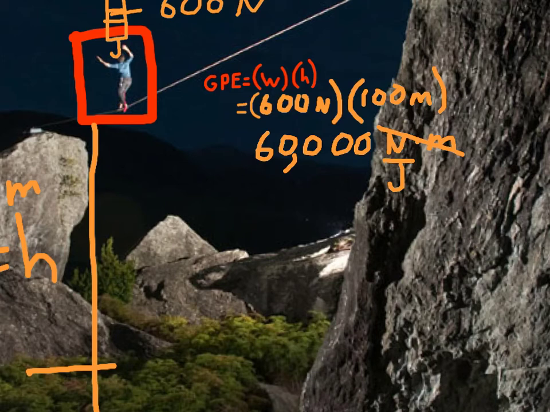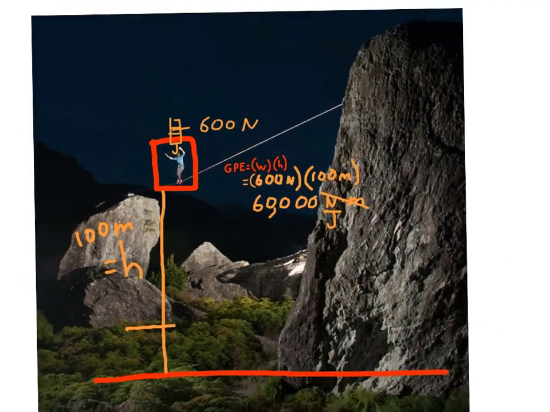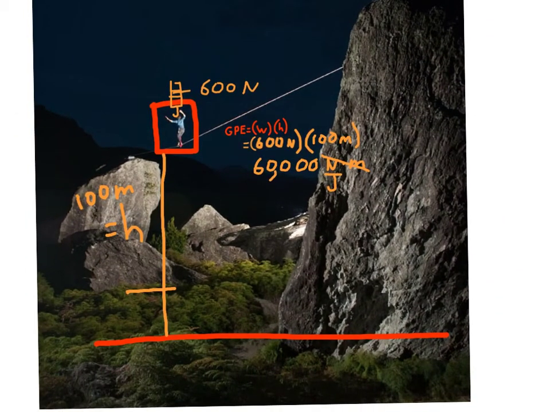So this person, just because of where they're at, has 60,000 joules of potential energy stored in them. In other words, if they fell and there was no friction from the air, you could actually convert that into kinetic energy, and just before they hit the ground, they'd have 60,000 joules of kinetic energy. Okay, so we can actually convert from potential to kinetic.